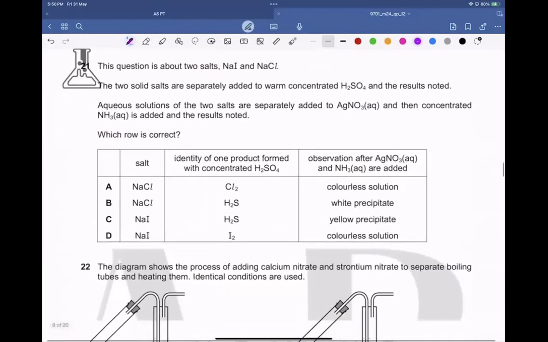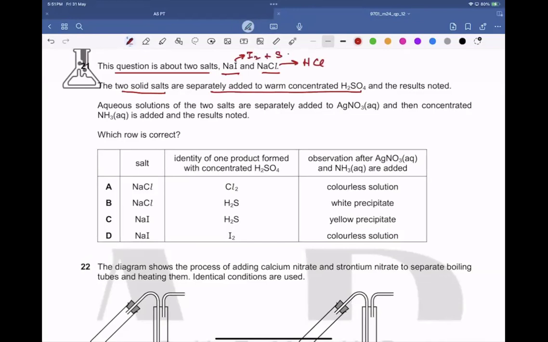Now, question number 21. This question is about two salts, sodium iodide and sodium chloride. The two solid salts are separately added to warm concentrated sulfuric acid. Okay, this reaction we have studied. Over here, we are going to get just HCl, white fumes, and over here, we are going to get iodine, and the other product is sulfur or H2S or sulfur dioxide.